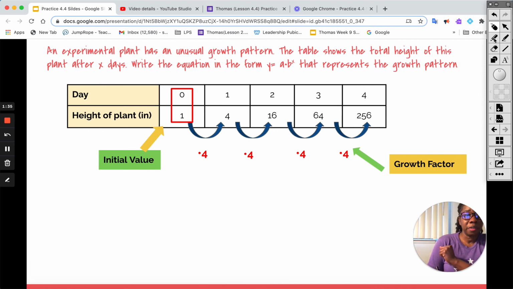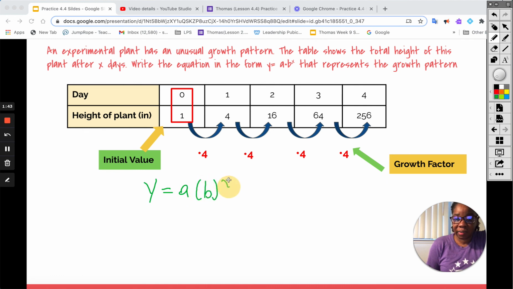That would therefore mean that the equation in the form y is equal to a times b to the x, where our a is equal to 1 and b is equal to 4, would become y is equal to 1, open parentheses, 4 raised to the x power.